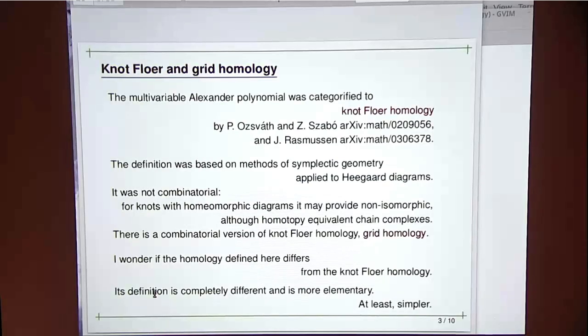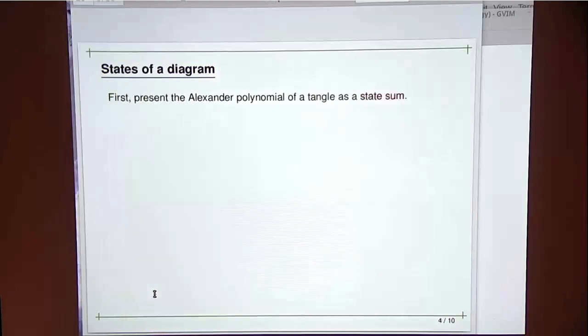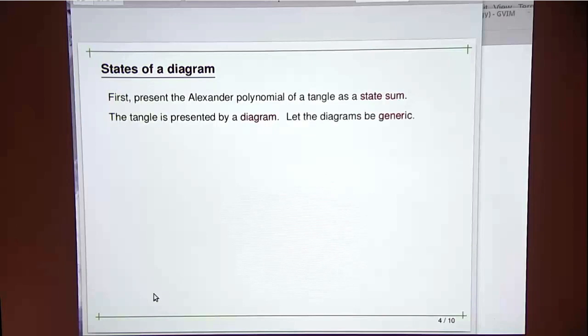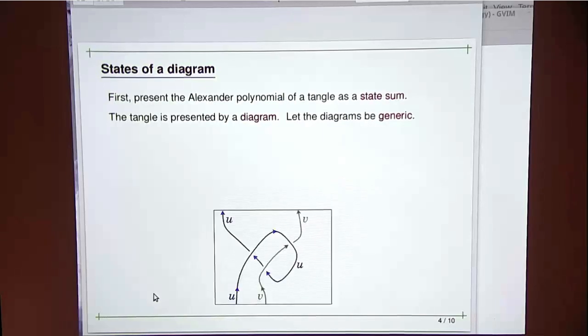Now, we have to present the Alexander polynomial of a tangle as a state sum. And the tangle is presented by a diagram. Assume that the diagram is generic as usual, and the maxima and minima on this diagram are generic. So it should look like that. And it is colored and oriented. Okay?